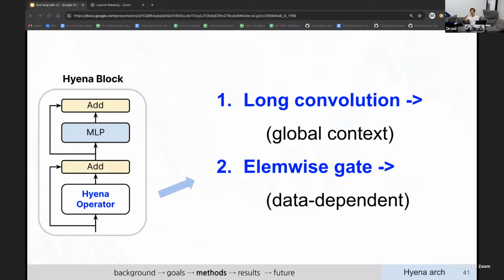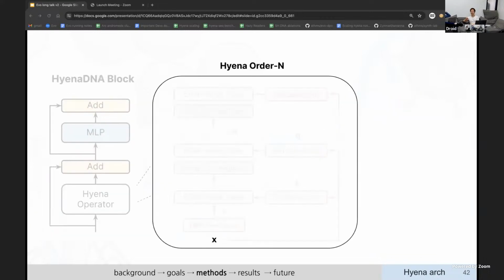What we do for Hyena is keep the transformer block, but we swap out the attention layer for what we call a Hyena operator. The Hyena operator has two key primitives or operations that essentially try to mimic what attention's doing, but with faster operations. The first is a long convolution, which tries to capture the global context that attention has, and the element-wise gate to capture what we call a data dependency operation, which I won't go into too much detail here, but we recommend diving into the paper for more details.